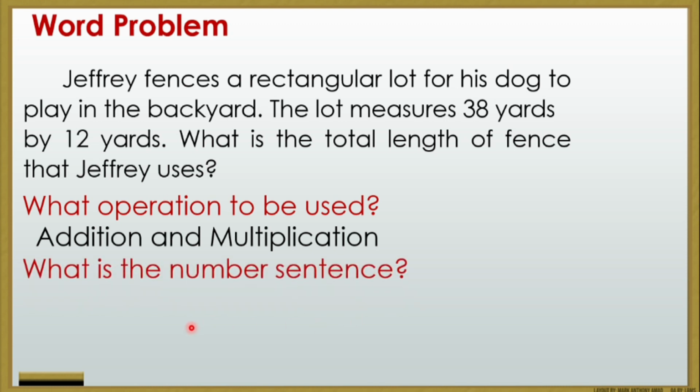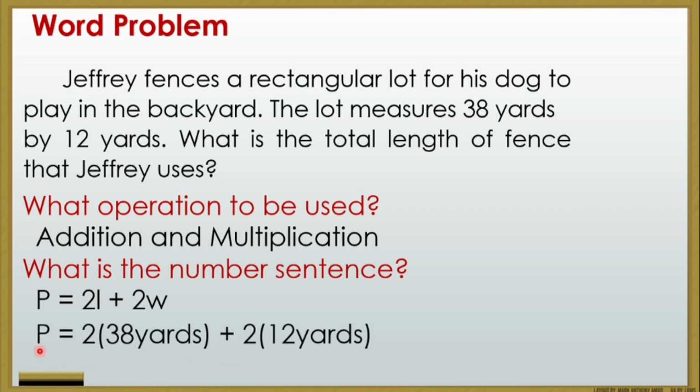And then, what is the number sentence? This would be the number sentence. Perimeter, or P, is equal to 2 length plus 2 width, or we can substitute the given values. We have P is equal to 2 times the quantity of 38 yards. 38 yards is representing the length. Plus 2 multiplied by 12 yards. 12 yards is representing the width of the rectangular lot.